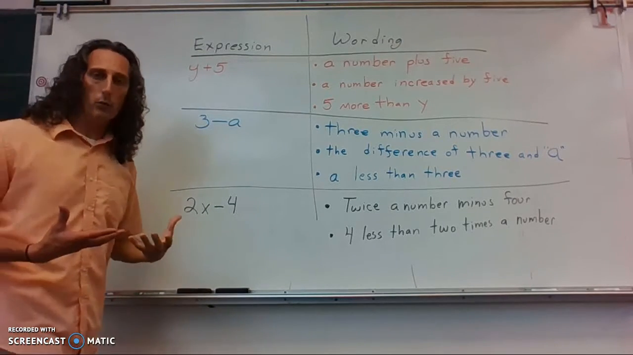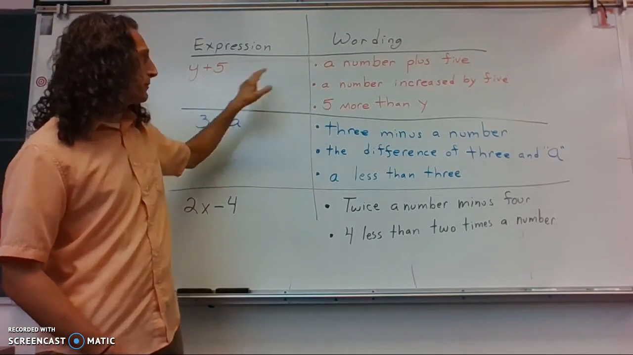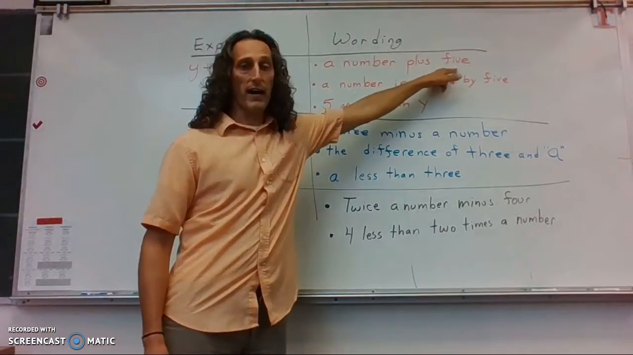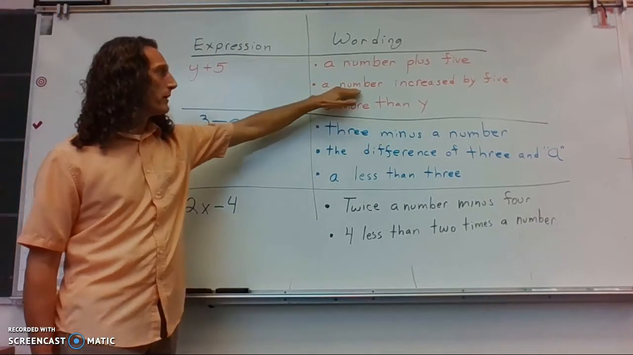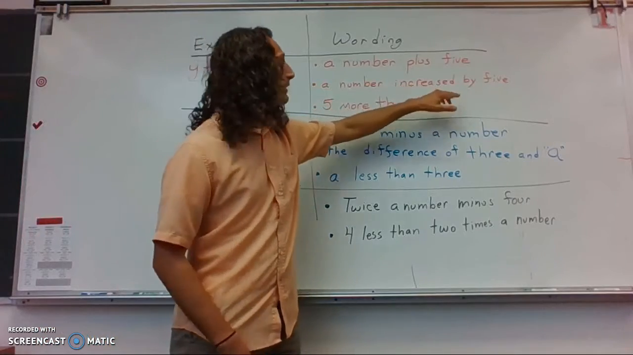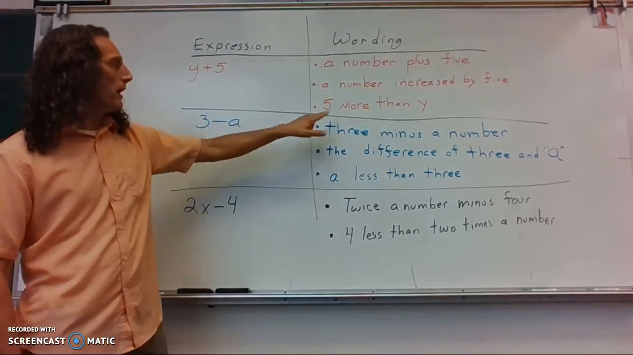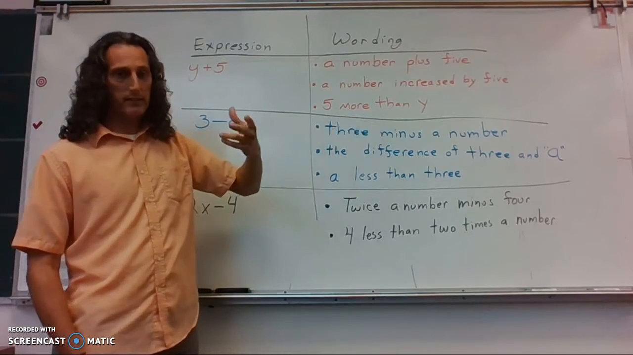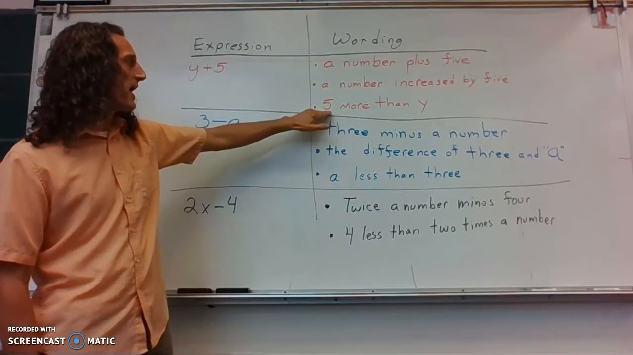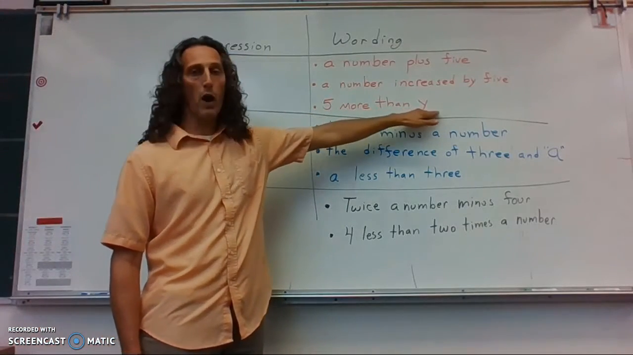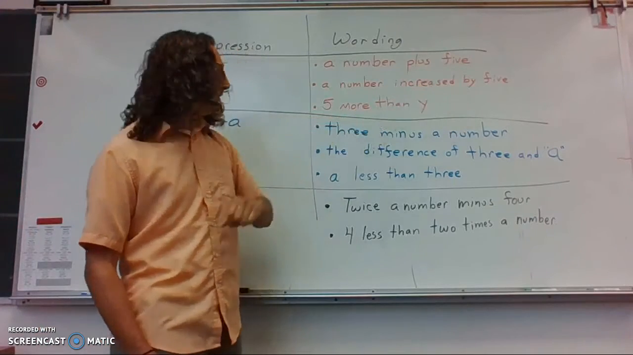Here are some ways that we can word it. A number, remember that stands for the variable, a number plus 5. Or you could say a number, again meaning the letter y, increased by 5. If you use the phrase more than or less than, the trick is whatever comes second, you put first. So this is going to be 5 more than y. Or I could say 5 more than a number.